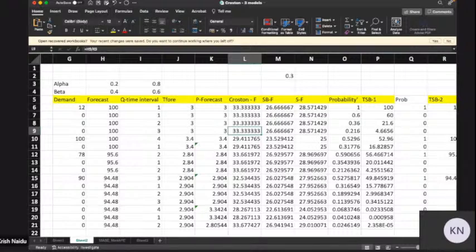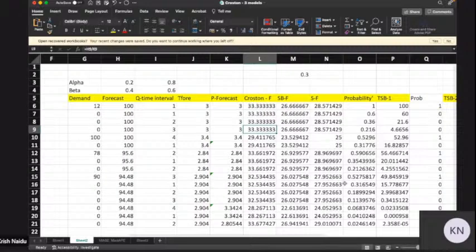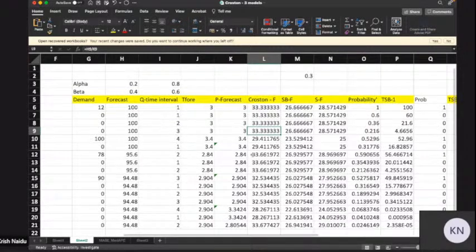And today's session, I would also like to introduce. Today's session is all about the forecasting of intermittent products. So what are intermittent products? Intermittent products means we do not have consistent demand, right? Either we have a demand or we do not have a demand.